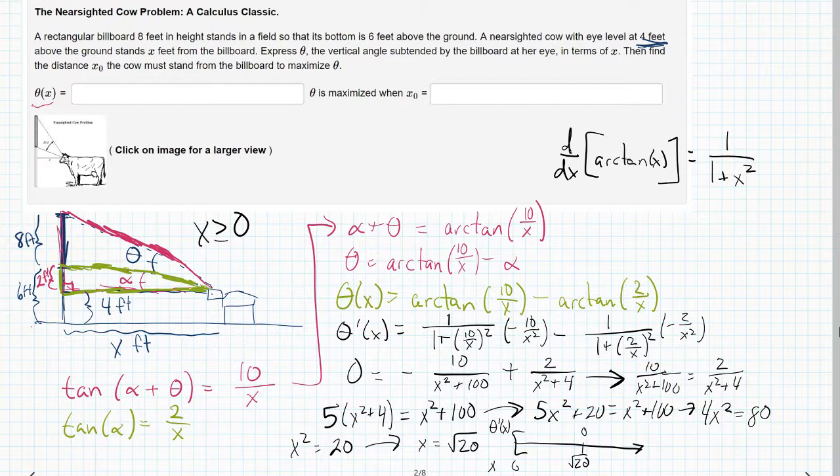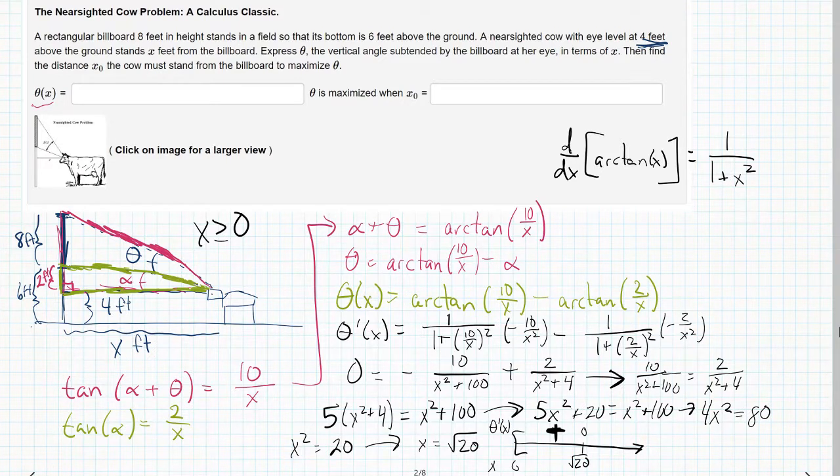Right? Wait, did I do that right? Hold on one second. I gotta make sure. I'm sorry. I said negative 10 over 101 and 2 over 101. It's negative 10 over 101 and 2 over 5. Obviously 2 over 5 is greater than negative 10 over 101, so that's actually positive.